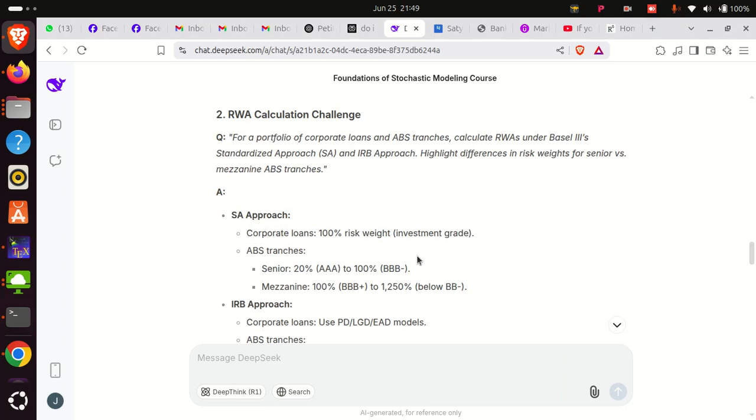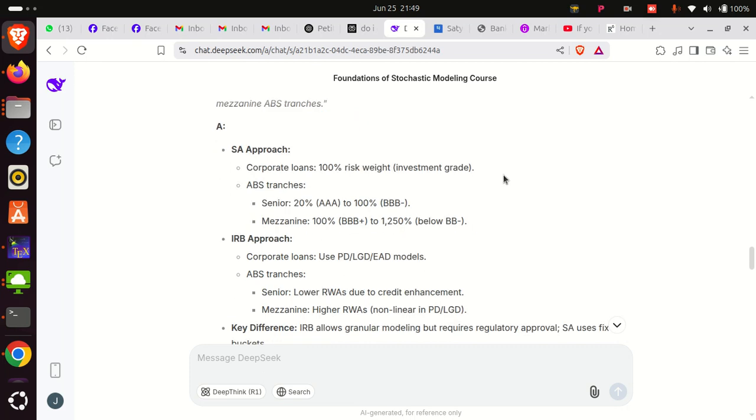Now, risk-weighted asset calculation. So, for a portfolio of corporate loans and ABS tranches, calculate risk-weighted assets under the Basel III standard approach and IRB approach. Highlight the difference in risk weight for senior versus mezzanine ABS tranches. So, standard approach, you will take corporate loans, which will be 100% risk weighted, investment grade. The ABS senior tranche will be 20%, AAA. 200% would be like a BBB negative, which is just the investment grade. The mezzanine 100% BBB plus, to 1250% below BBB.